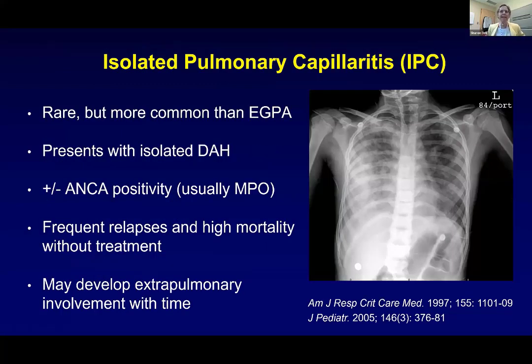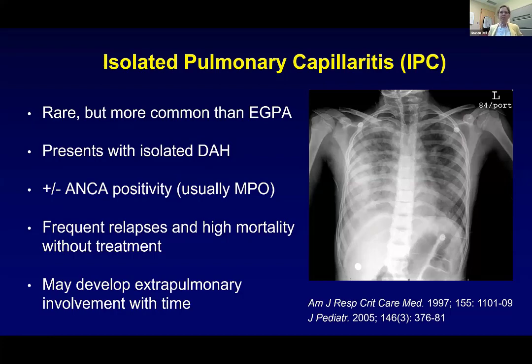And finally, isolated pulmonary capillaritis. So I've included this. I know traditionally, often pulmonologists don't include this with vasculitides, but I do because it is a vasculitis. And if you think of it as a vasculitis, then the therapy that we use for isolated pulmonary capillaritis makes a lot of sense. And this is rare, but it is more common than EGPA.